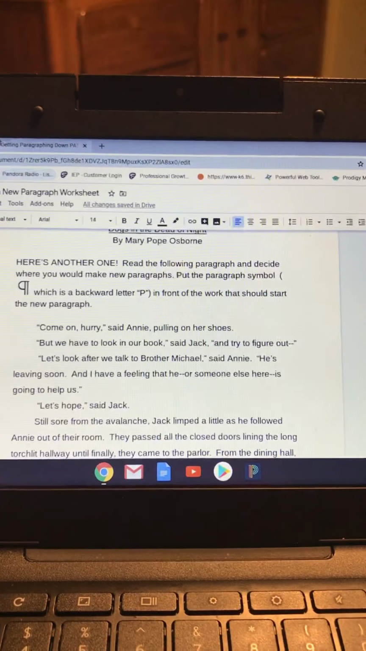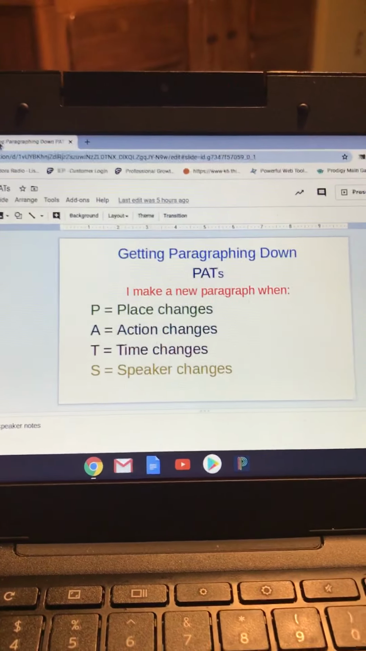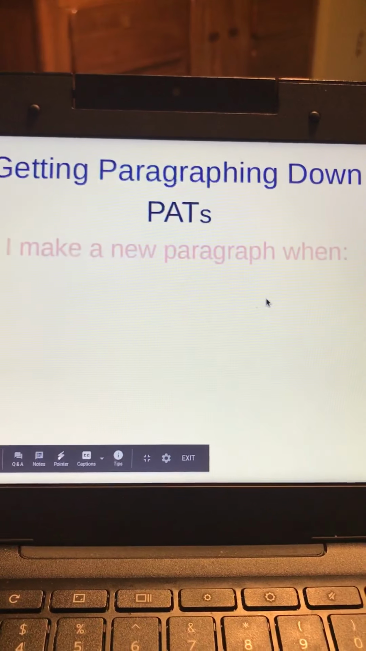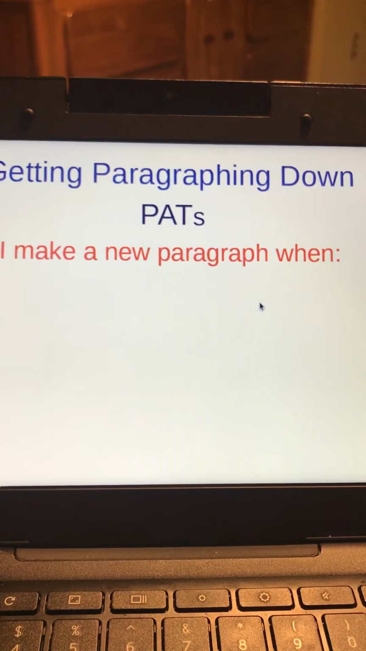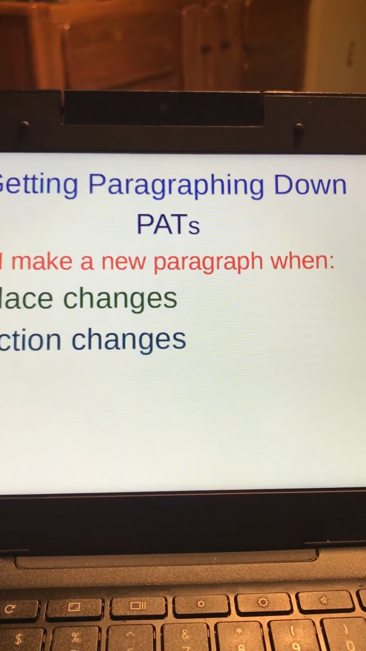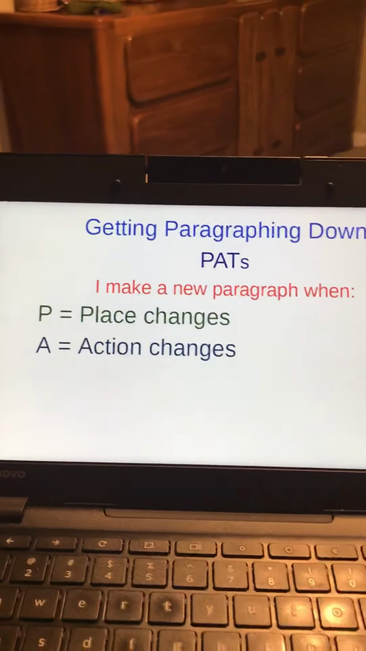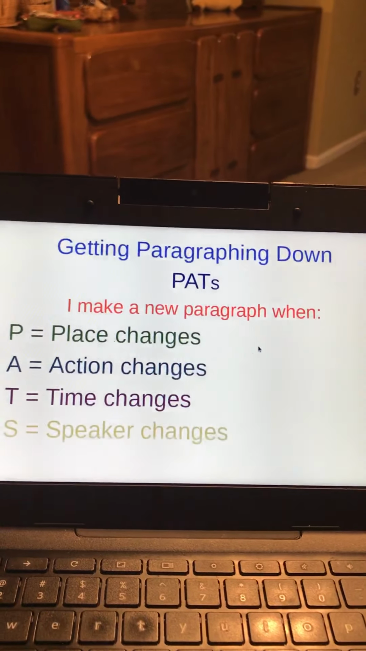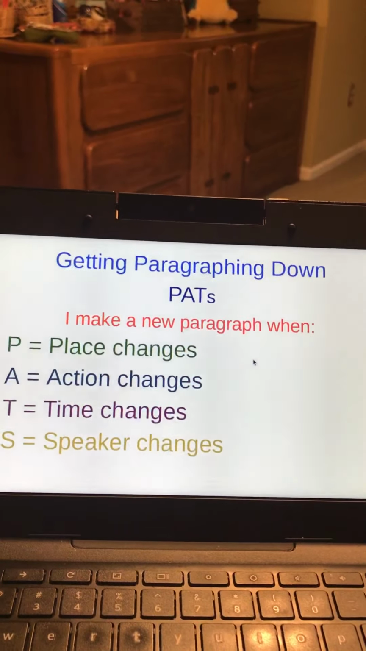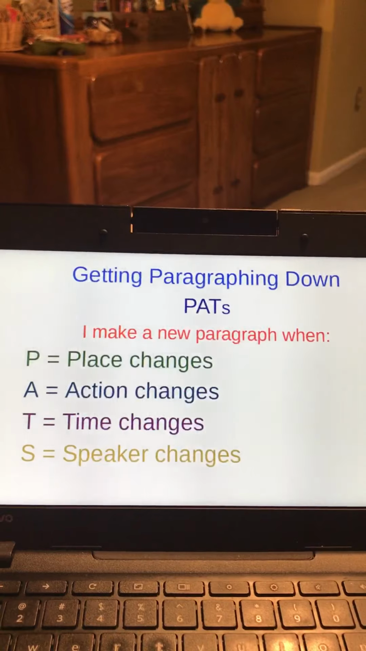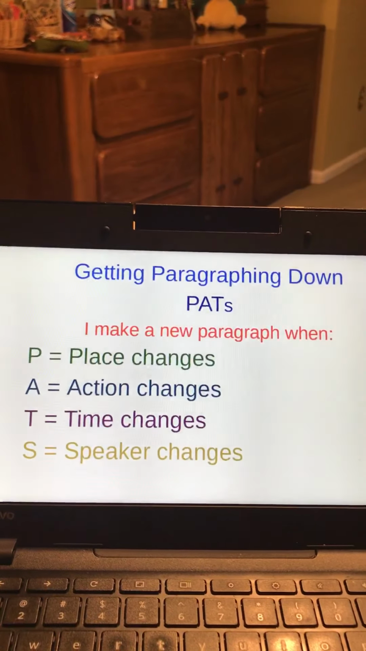Okay, so what I need you to do right now is take out a piece of paper, and write on top of the piece of paper this slide, "Getting paragraphing down pat." I make a new paragraph when P equals the place changes, A equals when the action changes, T equals when the time changes, and S equals when the speaker changes. Please write that down, and when you're done, you're going to file that in the writing section of your binder.